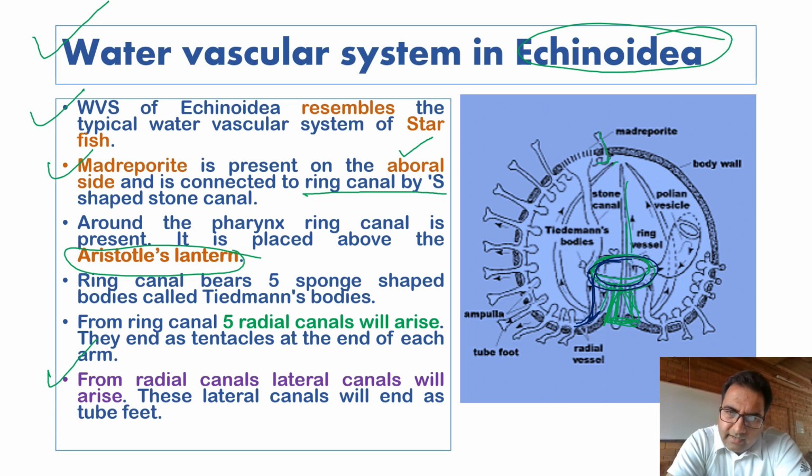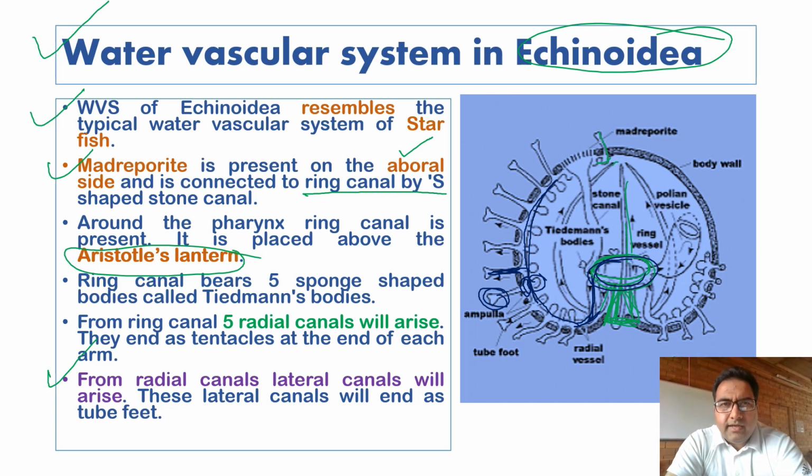This radial canal directly gives rise to the lateral canals, and the lateral canals give rise to the tube feet. Each tube foot shows an ampulla. So in this case, we are able to see the ampulla, podium, and the sucker. We are seeing all three parts: the ampulla, podium, and the sucker.